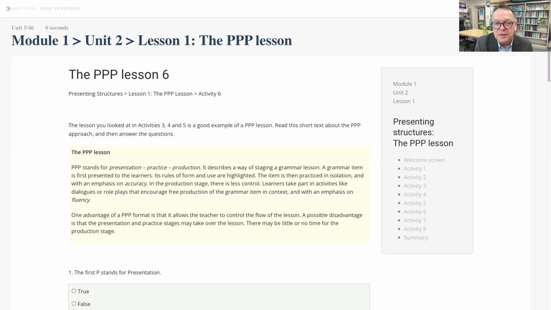A grammar item is first presented to the learners. Its rules of form and use are highlighted. The item is then practiced in isolation and with an emphasis on accuracy. Sometimes that's the controlled practice. In the production stage, there's less control. Learners take part in activities like dialogues or role plays that encourage free production of the grammar item in context and with an emphasis on fluency.